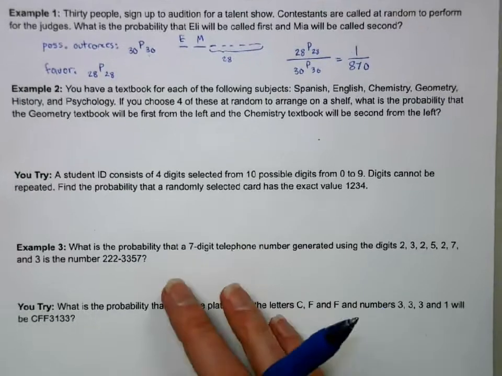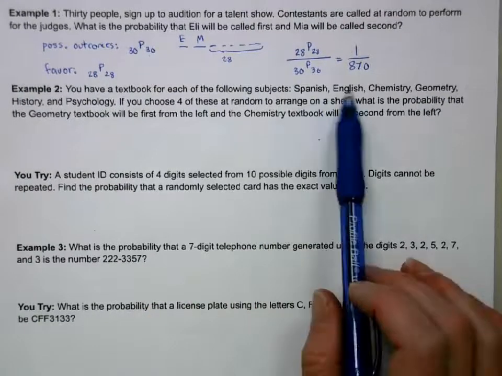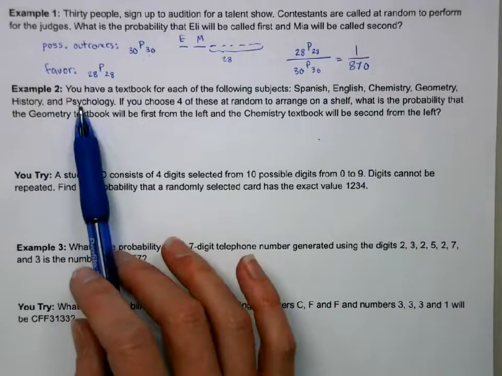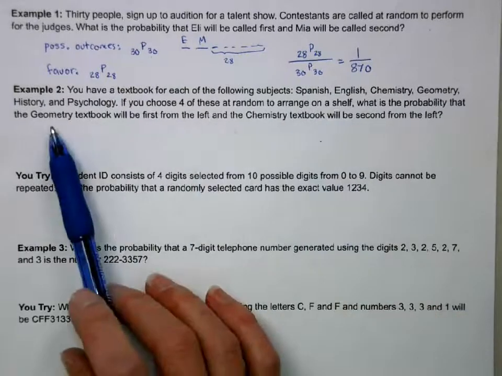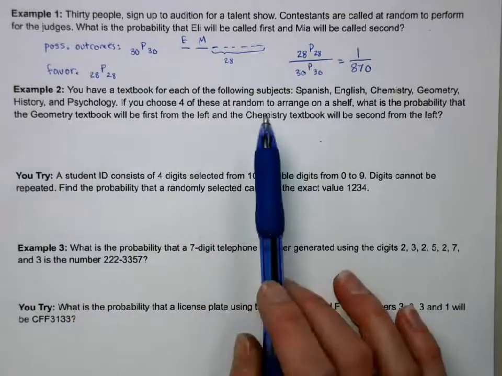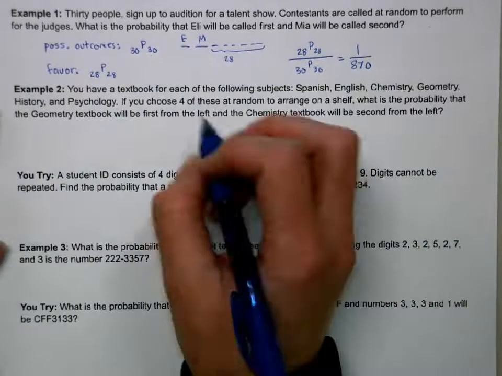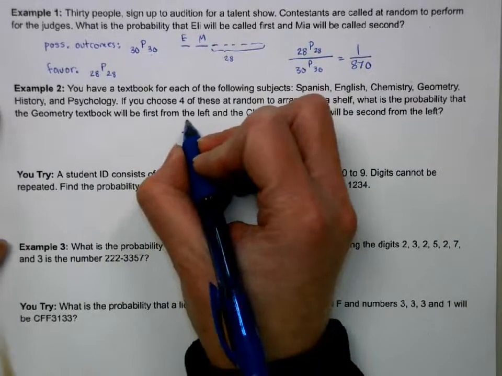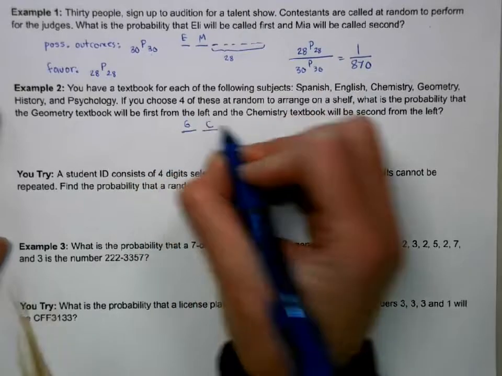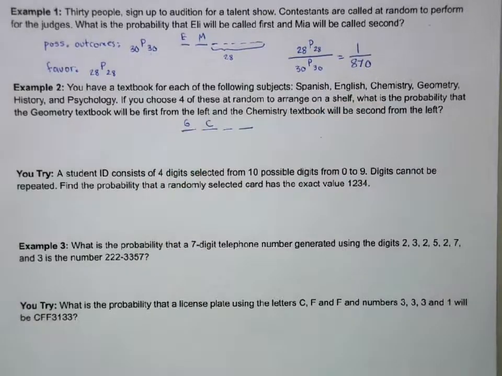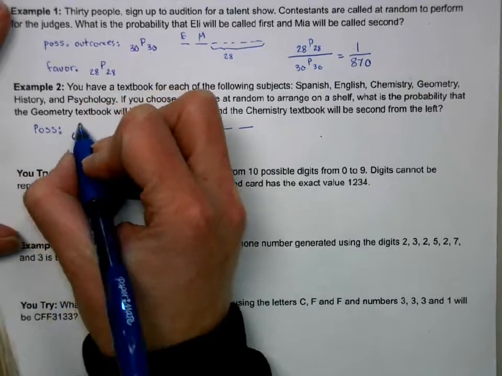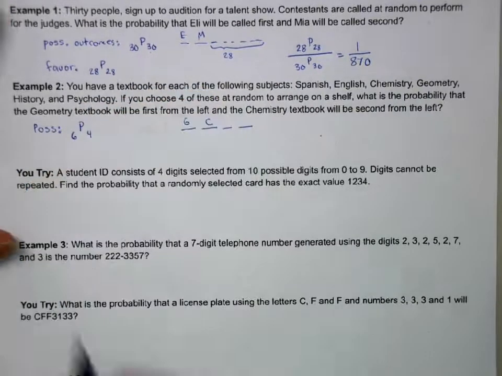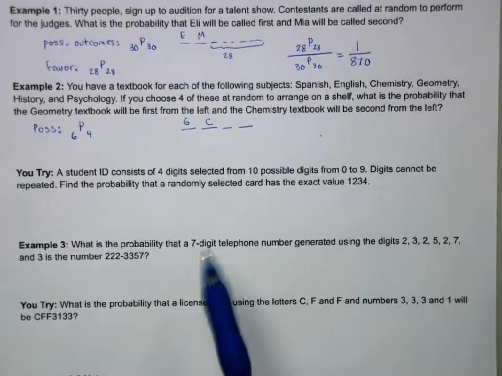You have a textbook for each of the subjects: Spanish, English, chemistry, geometry, history, psychology. If you choose 4 of these at random to arrange on the shelf, what is the probability that the geometry textbook comes first and the chemistry book will be second? Again, I like drawing these out. So we're going to have geometry, followed by chemistry, followed by 2 more books. So my possible outcomes: I have 6 objects and I'm permutating 4 of them. So we have 6 total books. 2 of them will not make the shelf.